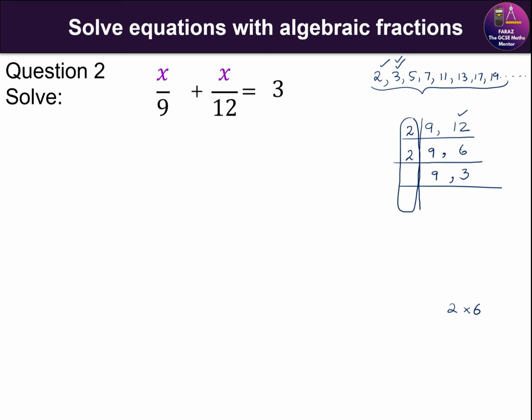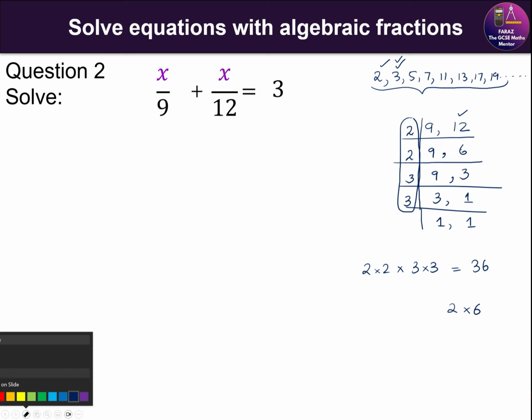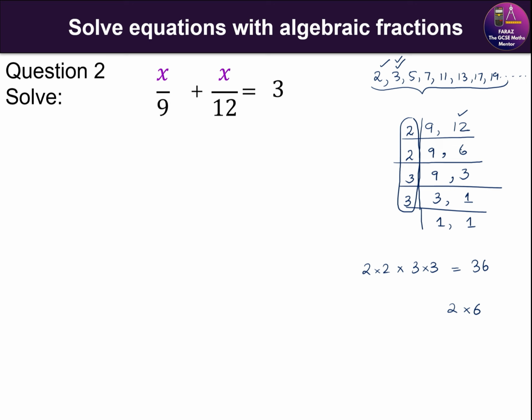Then 9 and 3 are both multiples of 3, so we can use 3 into 3 is 9, and 3 into 1 is 3. Then 3 ones are 3, repeat 1. And here is your LCM in that column: 2, 2, 3, 3. You just have to multiply all those numbers together. 2 into 2 is 4, 4 threes are 12, 12 threes are 36. So this is the way. So we have to make the common denominator 36 in this way.